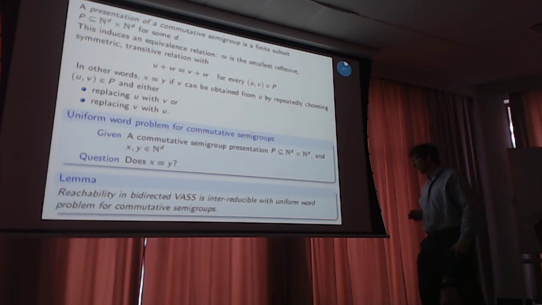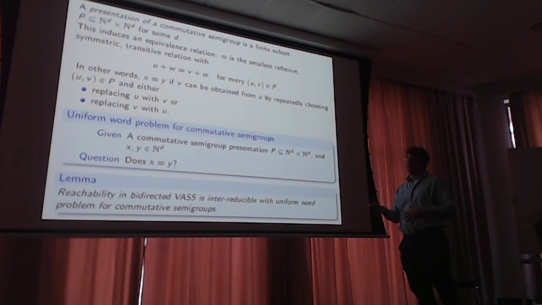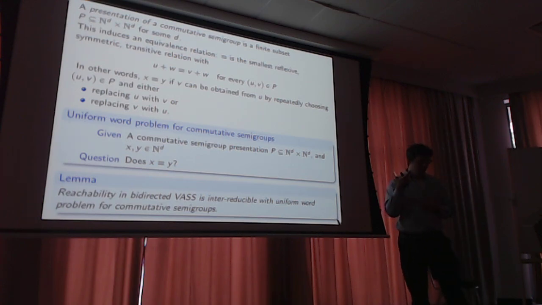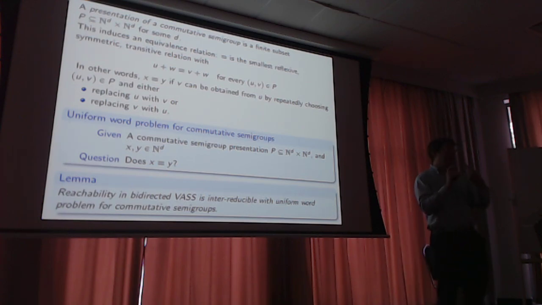Right, and so this is super simple. Reachability, bidirected VAS, interreducible. This is the same way as you go from a VAS to a Petri net and back. You just add two more dimensions, and it's this simple trick where you encode the state into more counters.